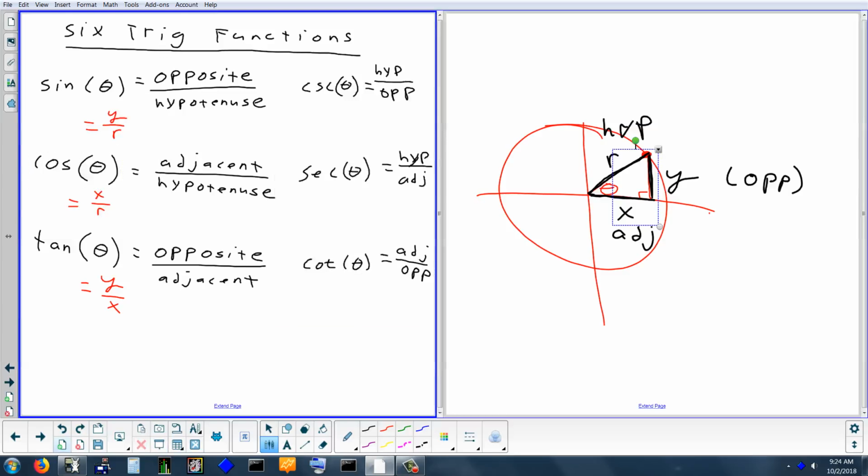So your cosecant is hypotenuse over opposite. Your secant is hypotenuse over adjacent. And your cotangent is adjacent over opposite. Okay, I was running out of room, so I just started abbreviating hypotenuse, opposite, and adjacent.